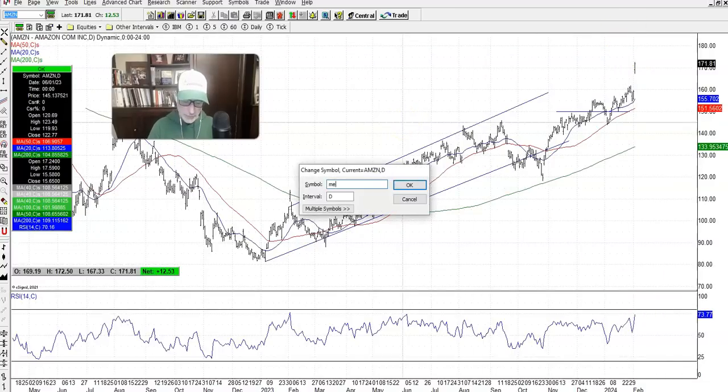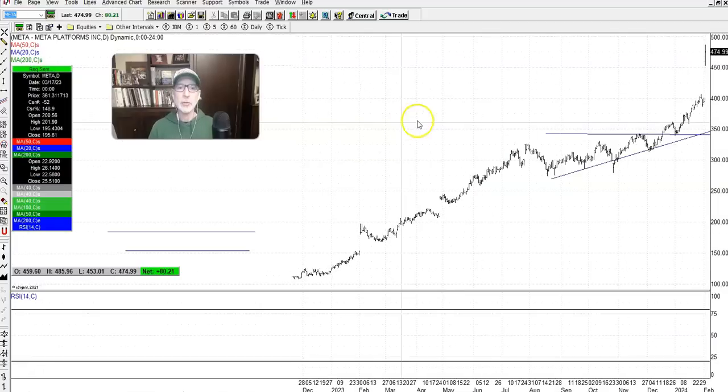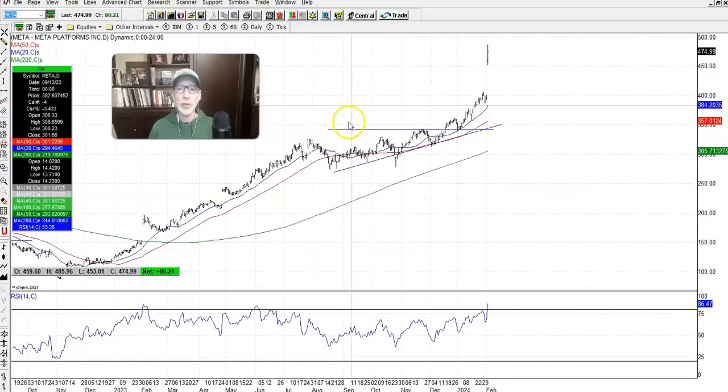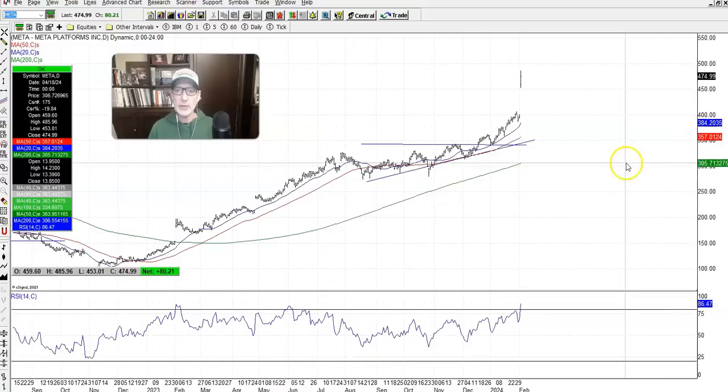Let's look at Meta, Facebook, because they just had a tremendous earnings. Also, Thursday after the bell, February 1st. Look at this. It just looks like the Amazon chart. Another gap up, but this was a huge move for Facebook. $80 a share was higher on the day, Friday, February 2nd.